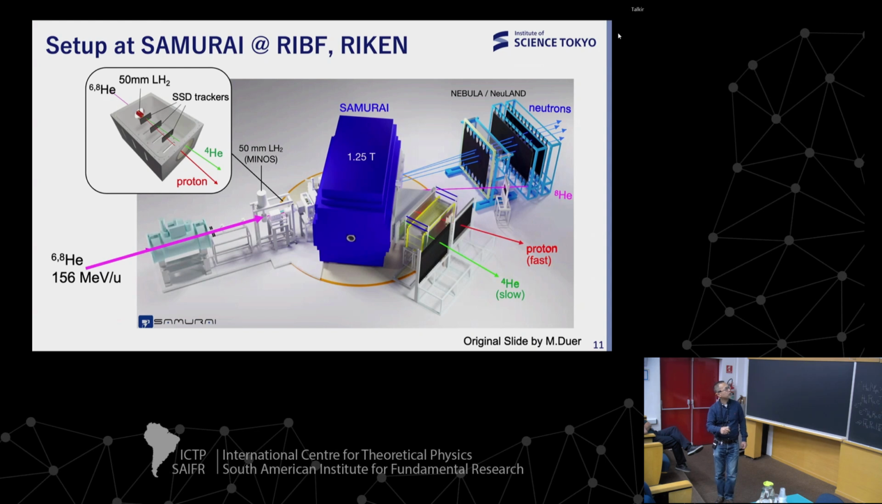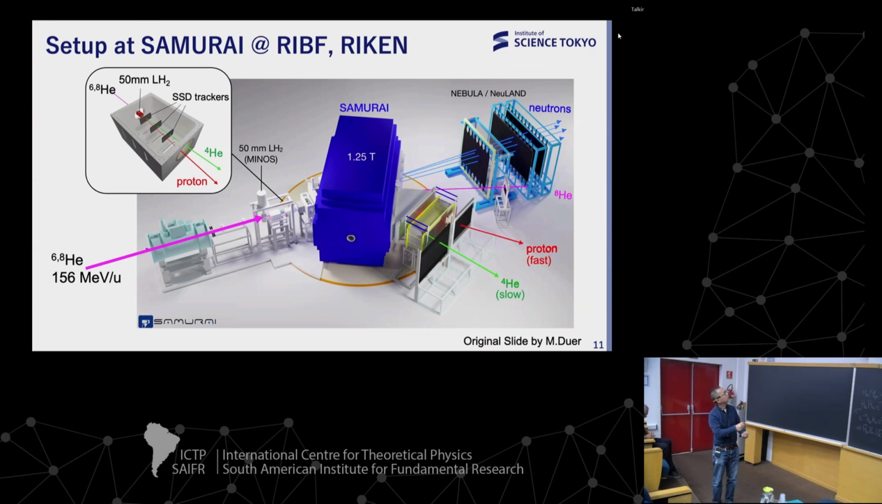We use the setup as we explained already. We used a helium-6 beam and a helium-8 beam, both at 156 MeV per nucleon. Then we have this system here. We have a liquid hydrogen target, about 5 centimeters, we use the so-called MINOS system, and then silicon trackers here.